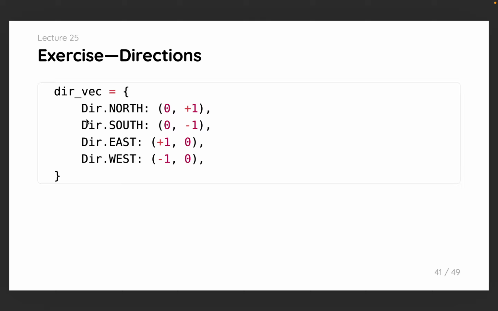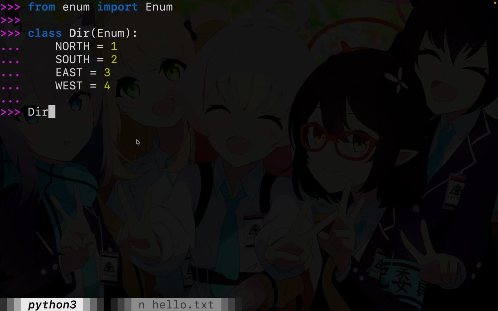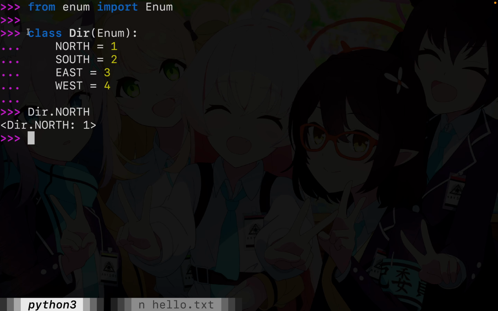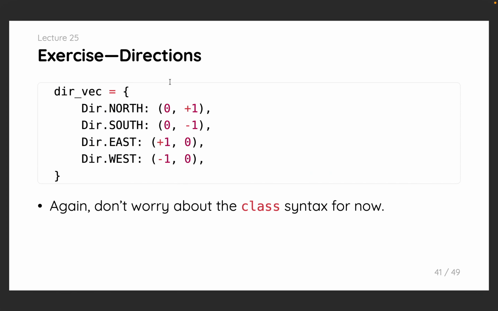So now if you want to make this dictionary over here, you can use these enum values: Direction.north, .south, .east, .west. If you try to access Direction.north, you'll see you get an entry inside this enum. It says that Dir.north is assigned the value 1. So don't worry about this syntax yet. You don't need to know what's happening when we're wrapping around Enum here. Just know that this is how you make your own enums.